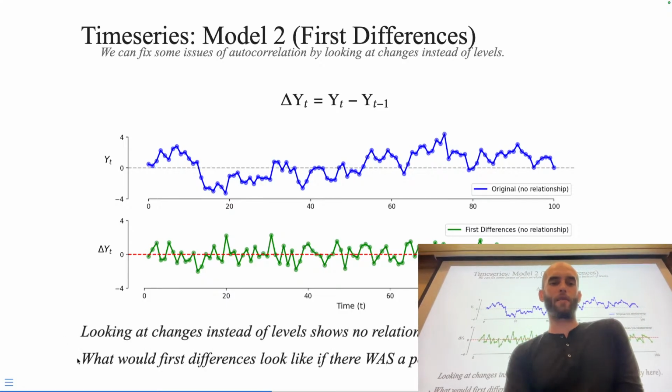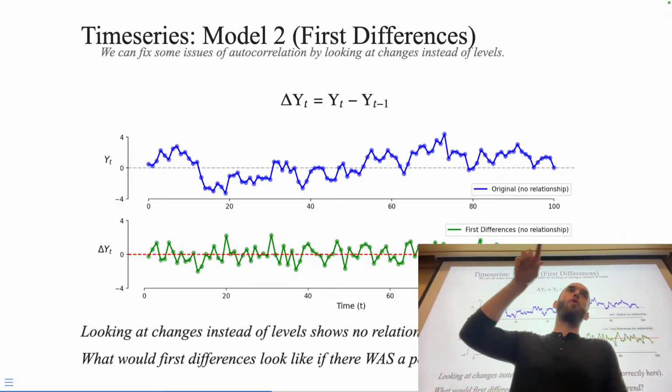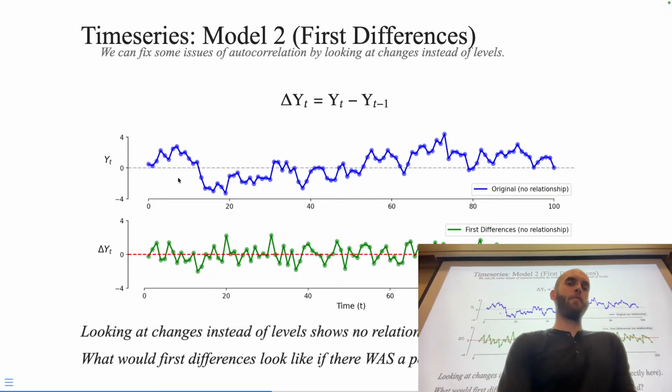Well, first let me ask this question. What would the first differences look like if there was a positive trend? Here, there's no positive trend, no trend at all, actually. We've centered the changes on 0, so there's no relationship with the data through time. The only trend we see are these local ones, because things are just correlated with each other.